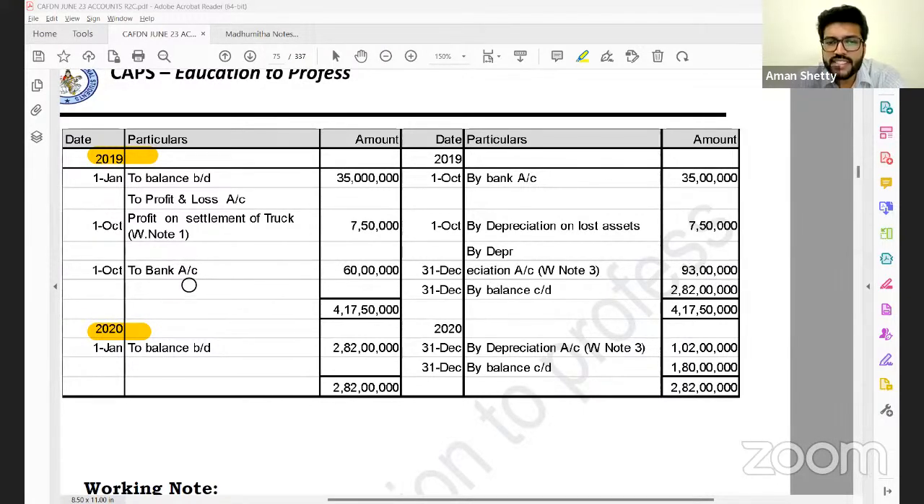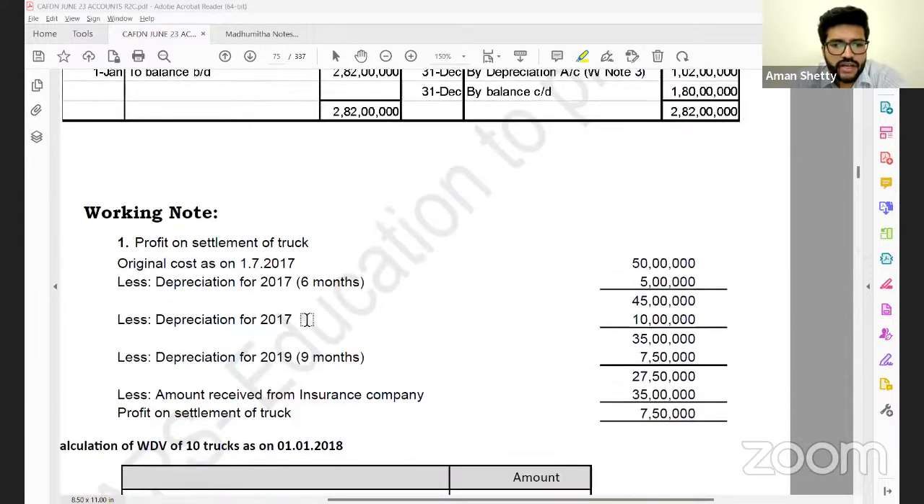Right. Then asset is purchased for 60 lakh. Balance carried down is 2 crore 82 lakhs. Next period again, by depreciation account, working note number 3, 102 lakh. Balance carried down 180 lakh. Everybody understood this? Yes. Oh, here this is wrong.